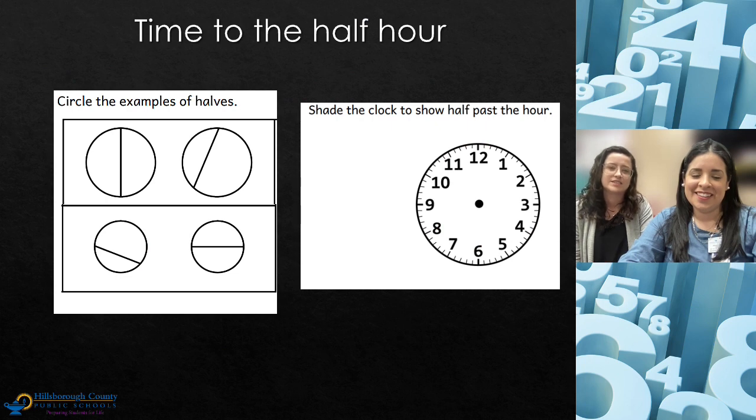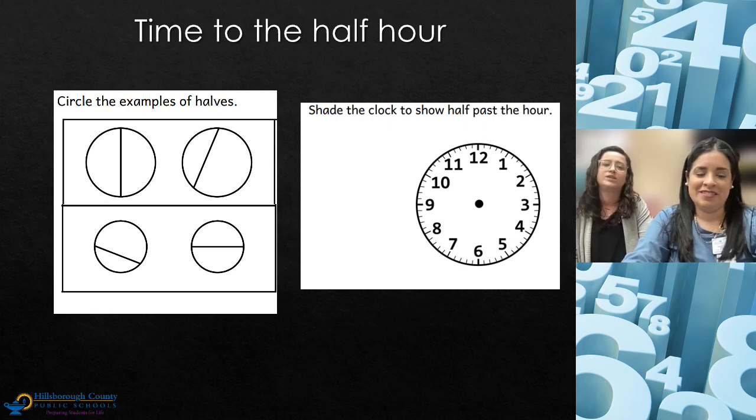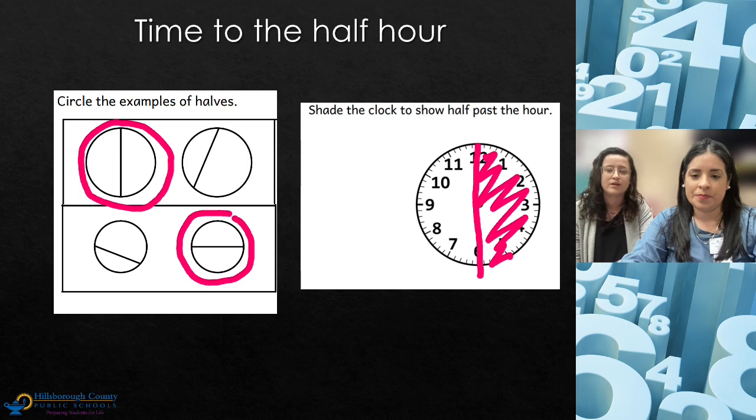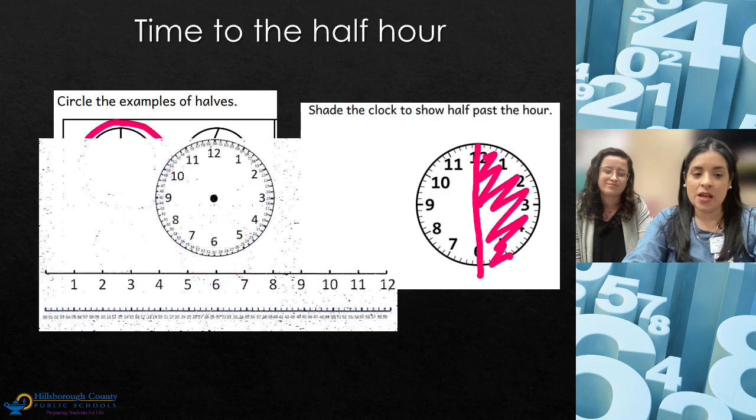Let's take a look at the task that you did at the beginning. You were asked to circle the examples of halves, which you should have circled the ones that have 2 equal sides, and you were also asked to shade that clock to show half past the hour. This is a great opportunity to make connections between what students have already learned about fractions and what they're going to learn about time.